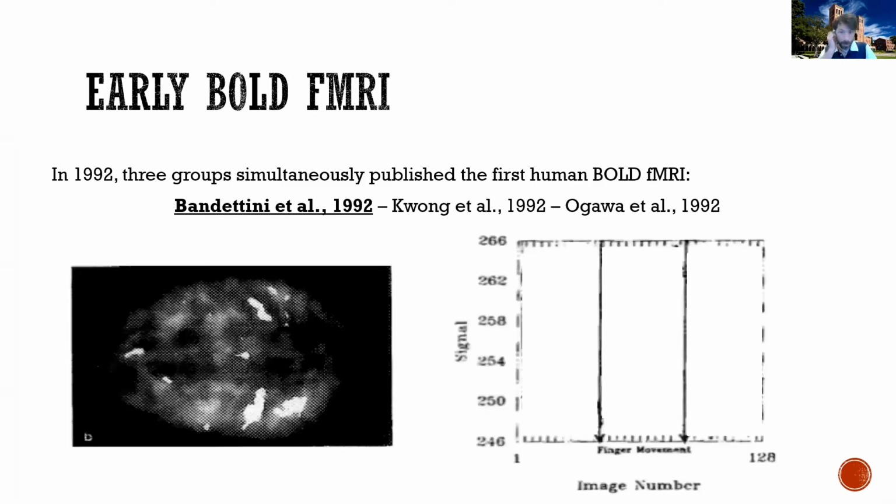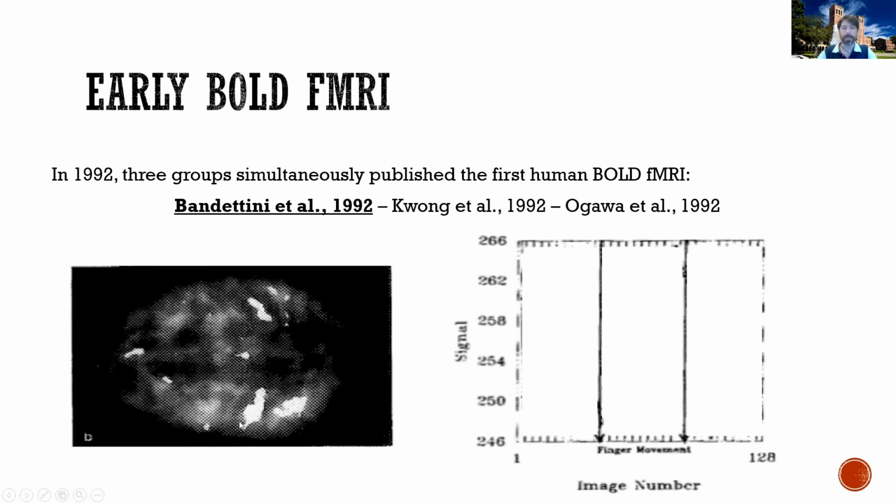Now, Bandettini and colleagues had somebody inside an MRI machine. To orient you, this image right here is a slice of the brain, and this is the back. I know it's a very poor image by today's standards. This is the back, this is the front, this is the right, and this is the left.